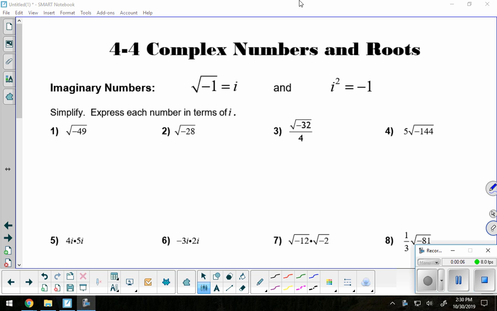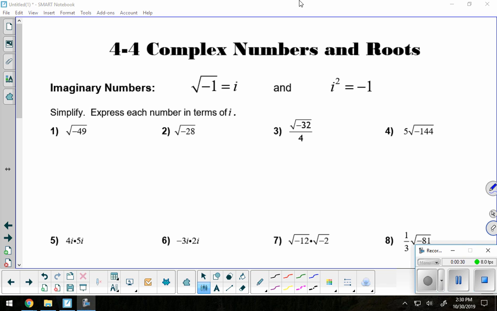This is Mrs. Masteller, and I'm coming at you trying to teach you about section 4-4 today, which is titled Complex Numbers and Roots. So a complex number essentially is just what we call an imaginary number. I warned you of these in the past, that there is such a thing as an imaginary number, and it gives you some details here at the top, and these are just things that you eventually are going to have to memorize.